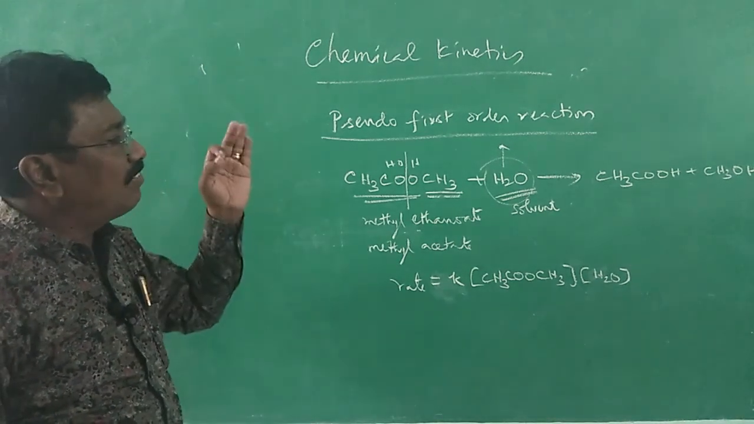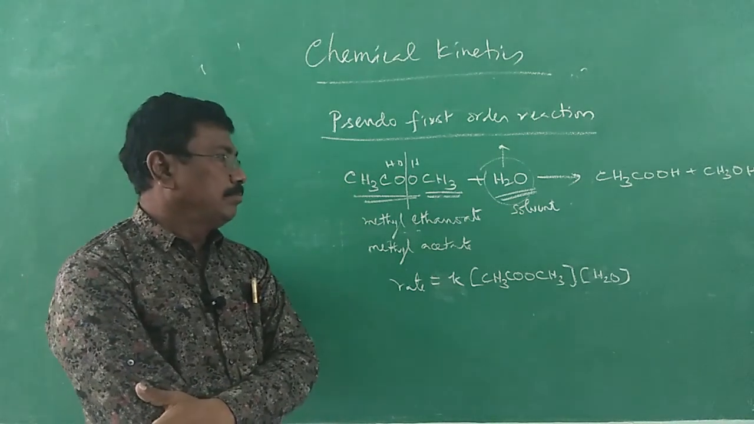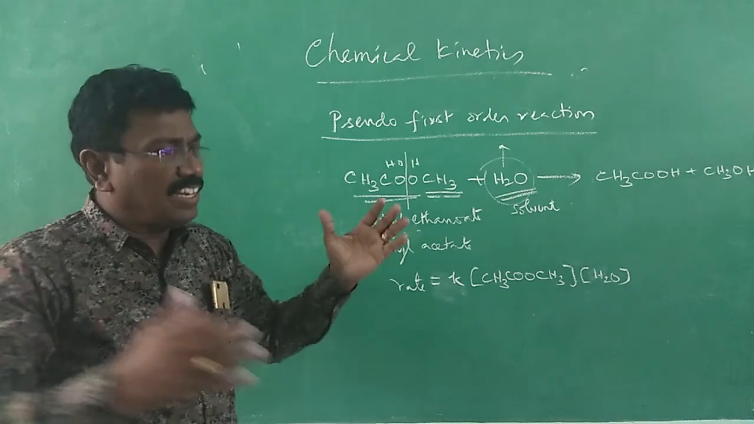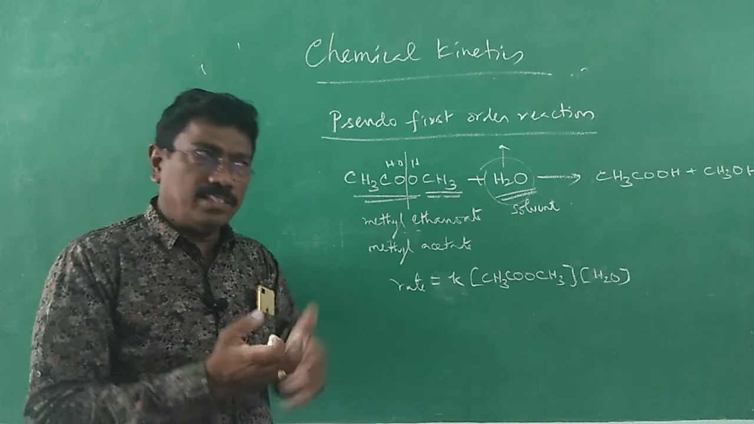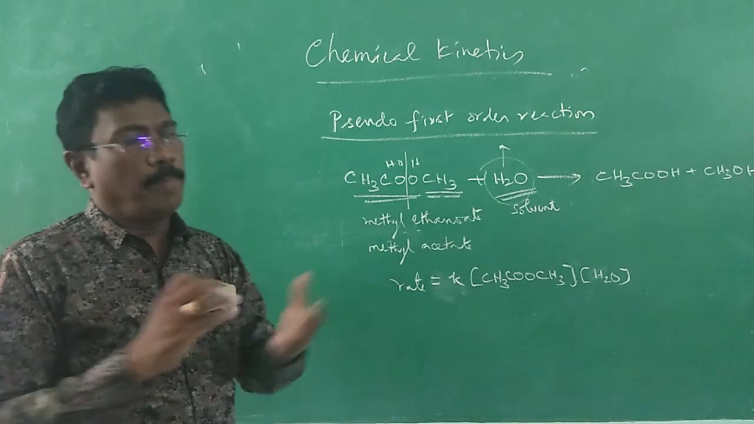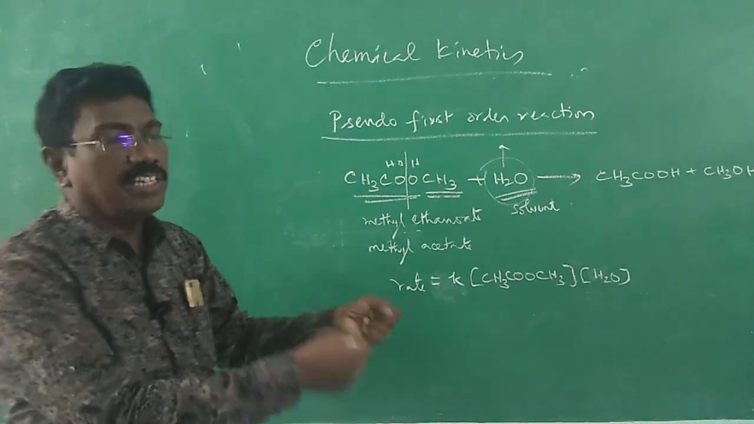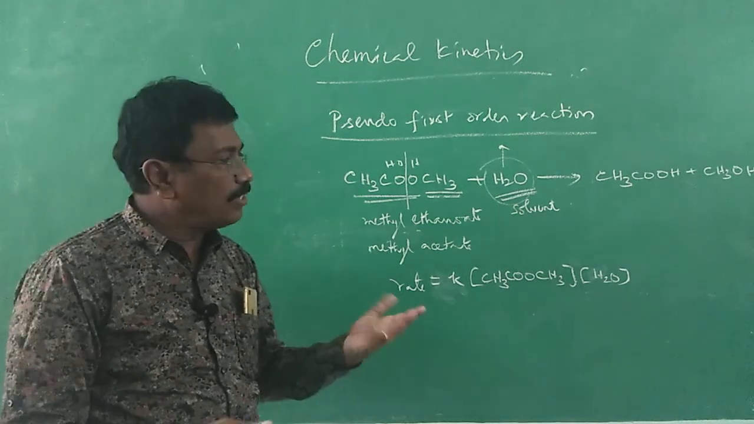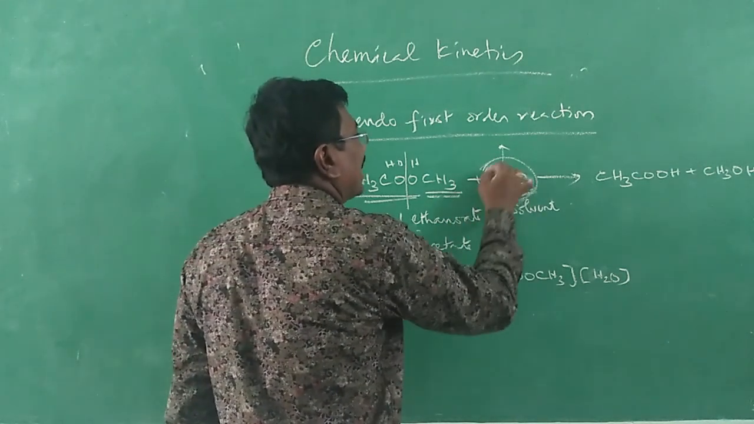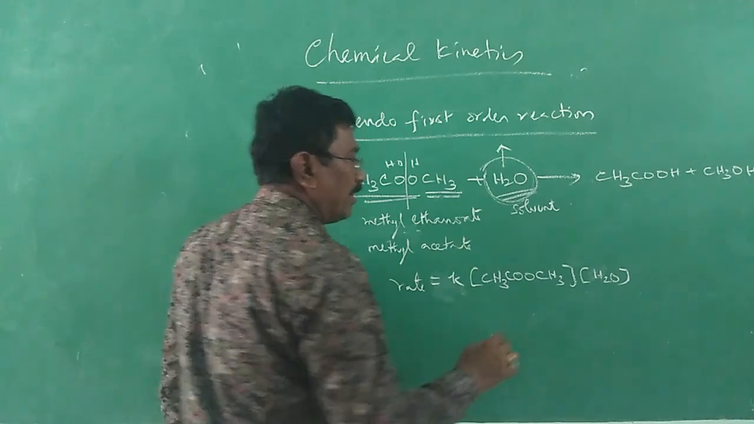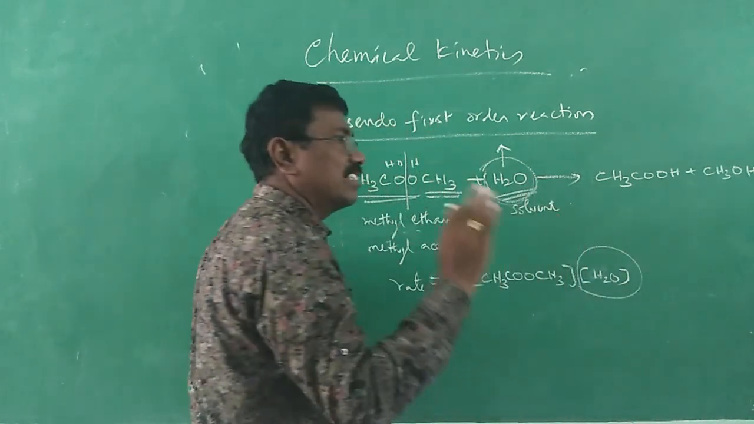The concentration of water almost remains constant. How is it possible? In a tank containing a lot of water, if you take a tumbler of water, is it going to reduce the volume? Nobody may even notice. When you take a few buckets of water from the sea, will the level of the sea get reduced? No harm. So when the concentration of water is taken in excess, as time passes there won't be much decrease in the concentration.